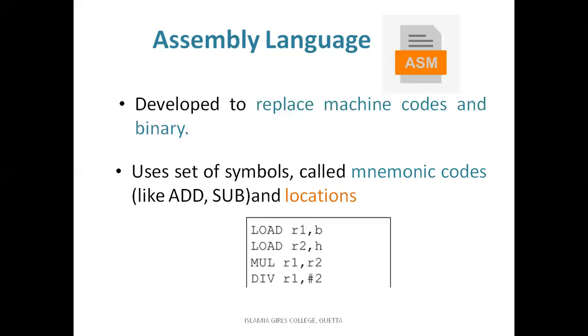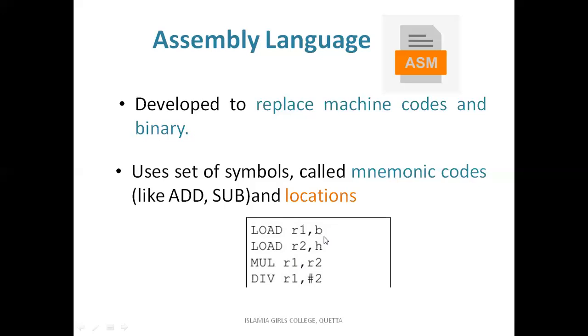So let's see an example of assembly language code. As you can identify in this code, the words load, mul meaning multiply, and div meaning division are the mnemonic codes. And they are telling which operation is to be performed. Now here you can see R1 and R2. Now these are the memory locations which are present inside the processor.